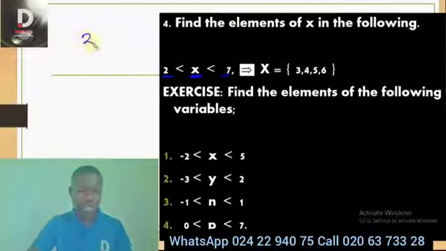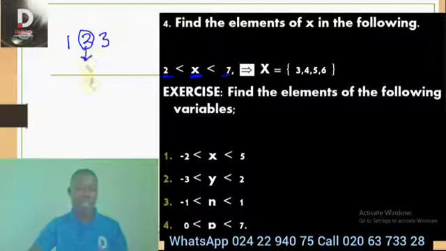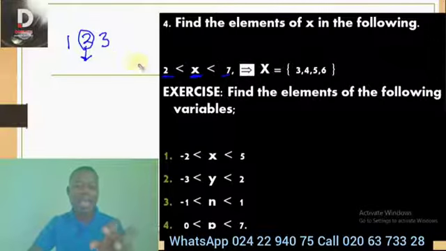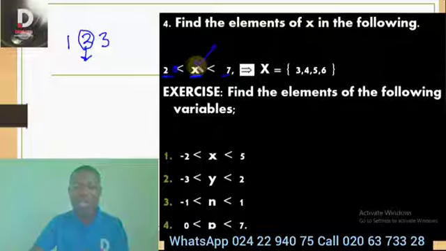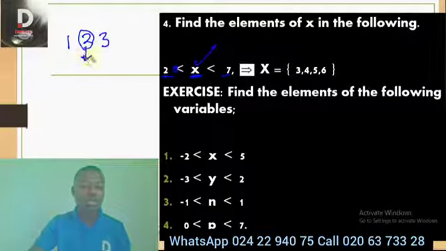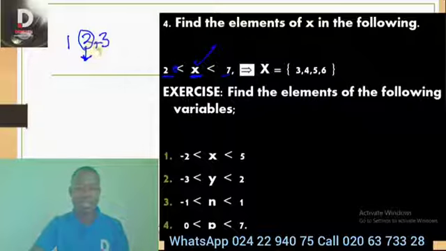So you put the 2 here. What is the next number that follows? 3. So the focus is on the 2. And I said 2 is less than, look at the symbol. The smaller part is facing the 2. So when you mention, look at the part facing it before you speak. 2 is less than the missing number we are looking for. 2 is smaller than who? It's smaller than 3. You get it? So the first element is 3, as you can see here.